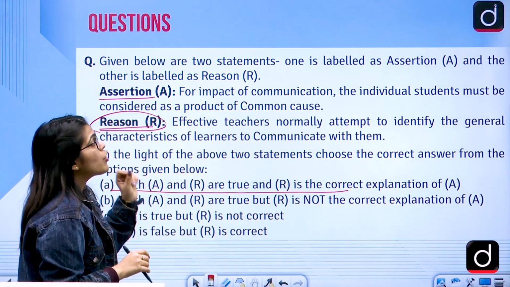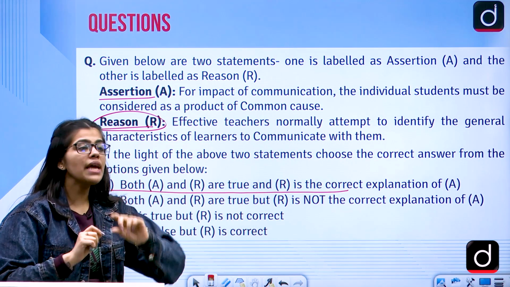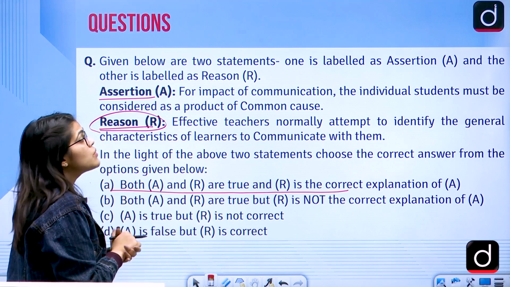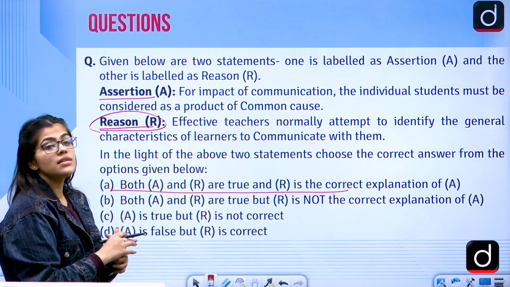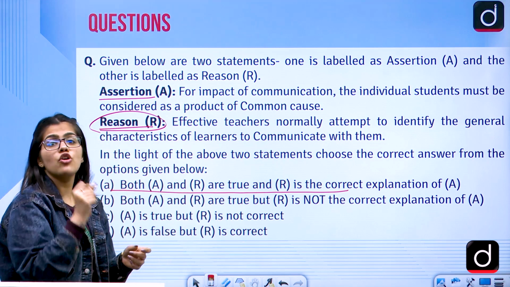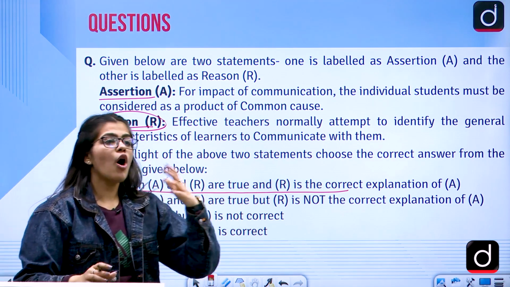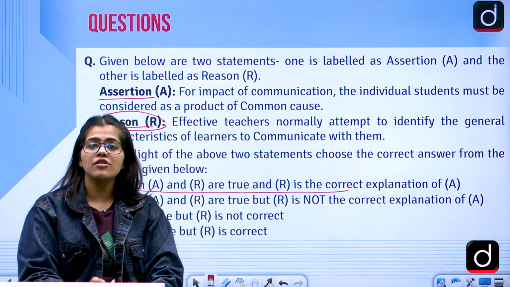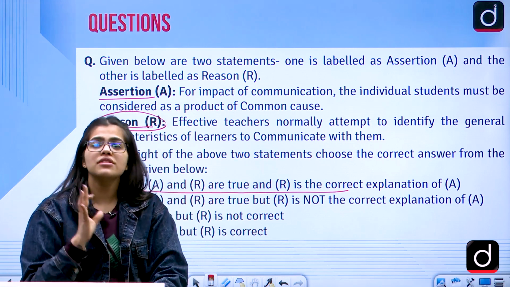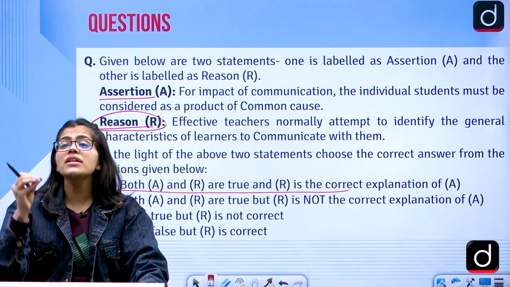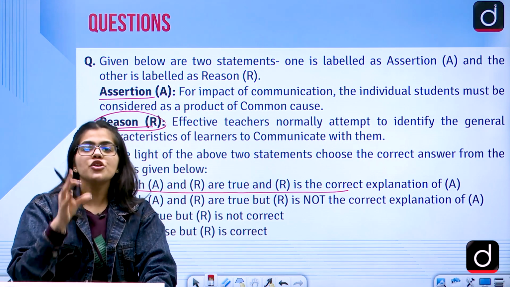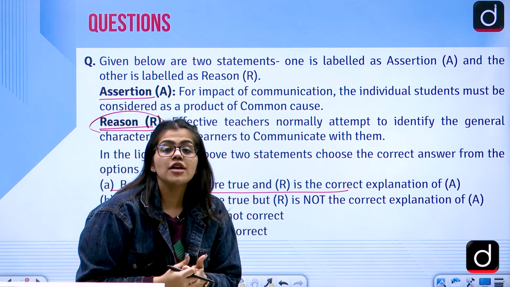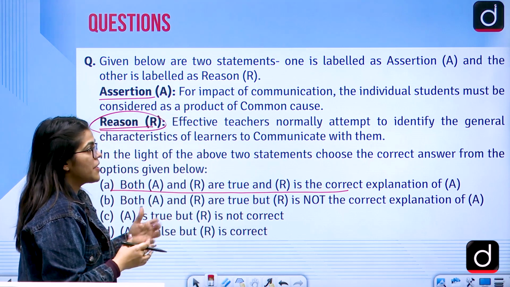Let us read the assertion first. For the impact of communication, the individual students must be considered as a product of common cause. So the common cause of the students should be dealt together. You cannot discriminate between the students. There should be a common ground and then you can actually clarify and consider all the students.